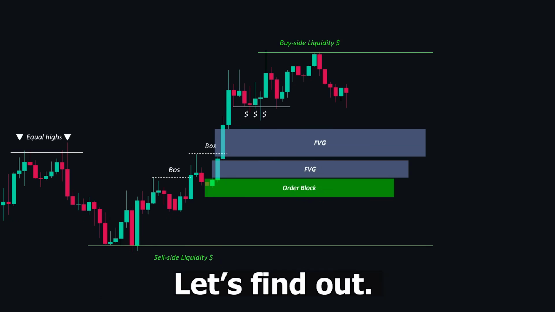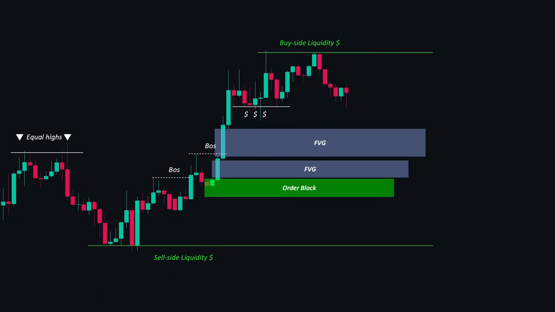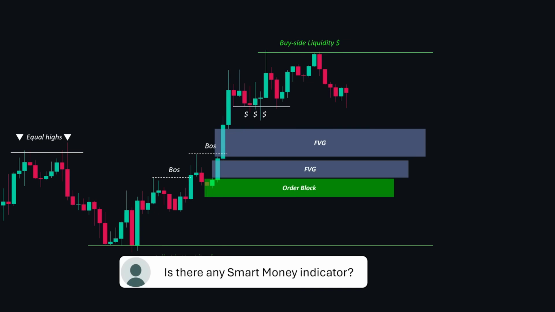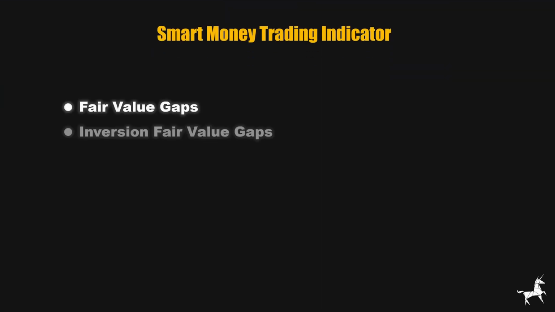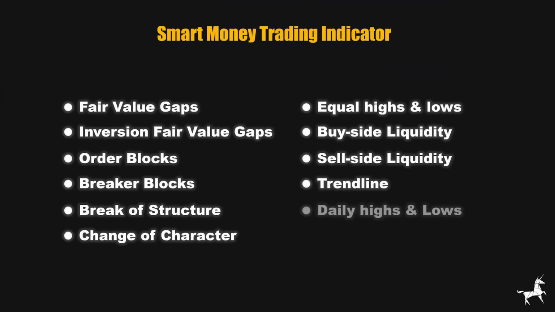Let's find out. Today, we're reviewing a smart money trading indicator that many of you requested. It identifies all of these smart money concepts directly on the chart. We're going to go through each one to find out whether an SMC indicator like this is actually useful, or just another tool that looks good, but doesn't really help. So without further delay, let's get into it.